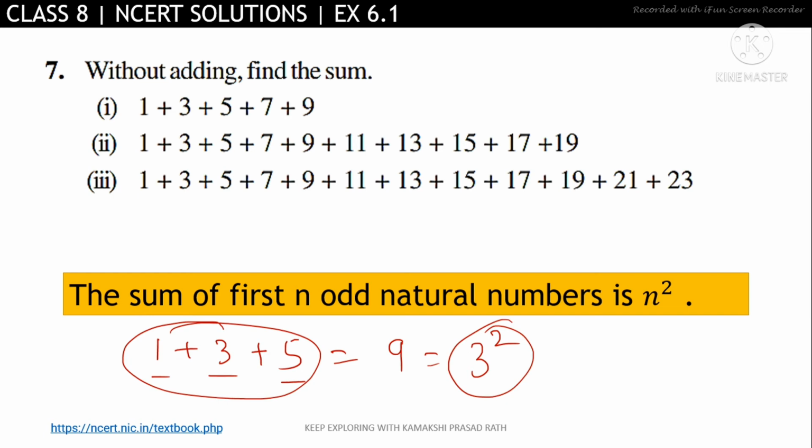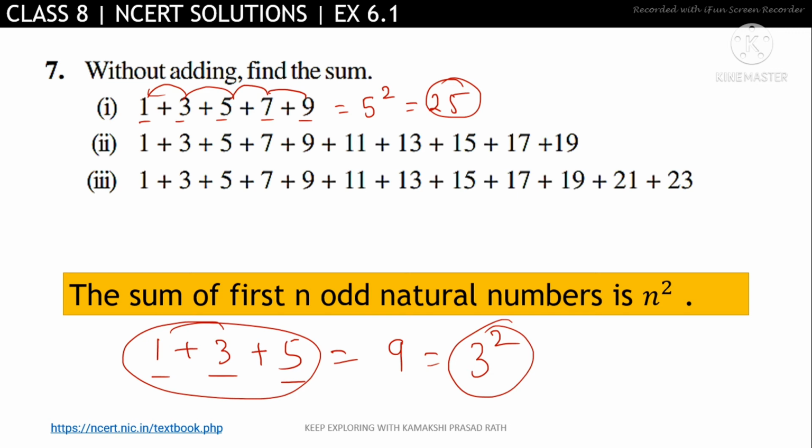Similarly, here you can see 1, 2, 3, 4, 5. So what will come? 5 odd natural numbers, so we'll get 5 squared. So 5 squared is nothing but 25. We can add and check. 9 plus 7, 16, 16 plus 5, 21, plus 3, 24, plus 1, 25.